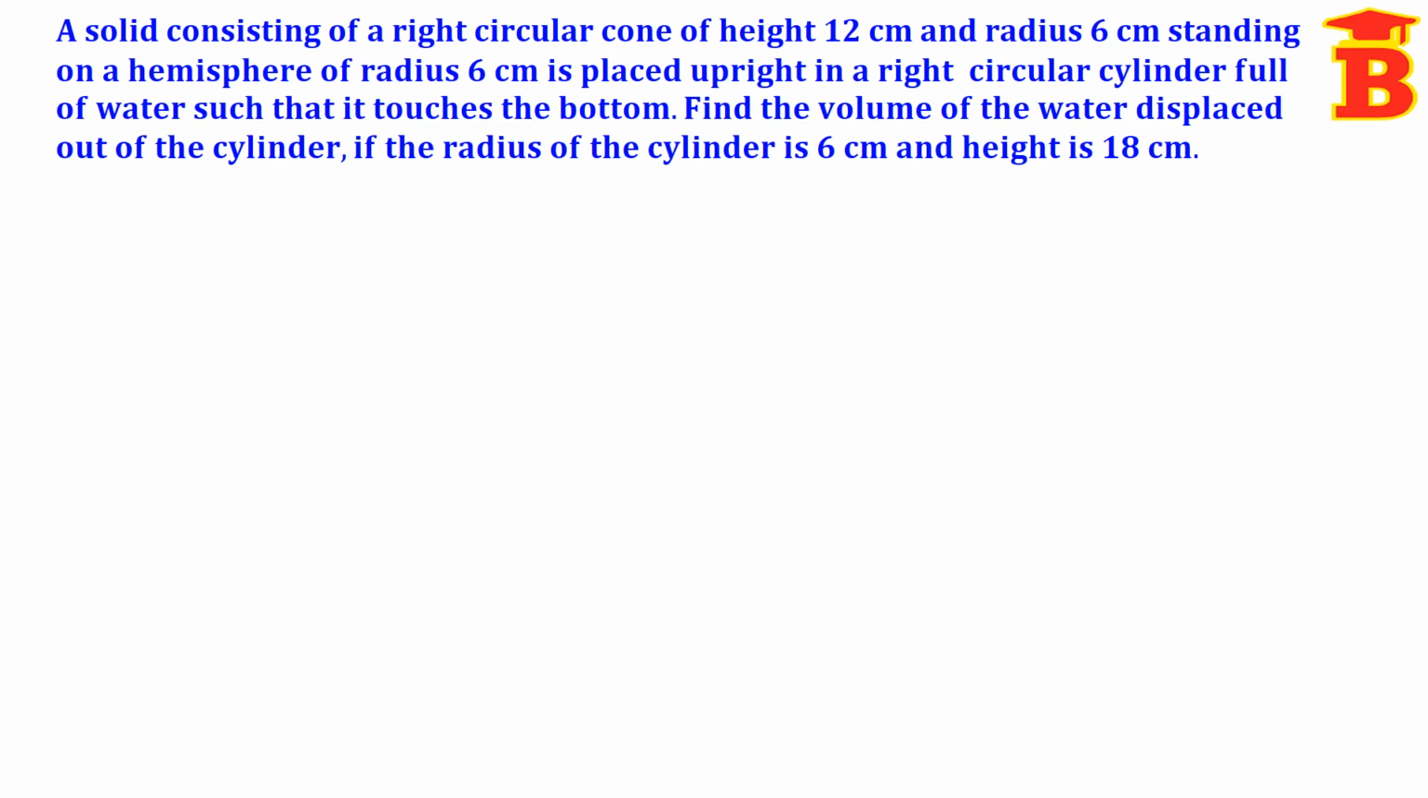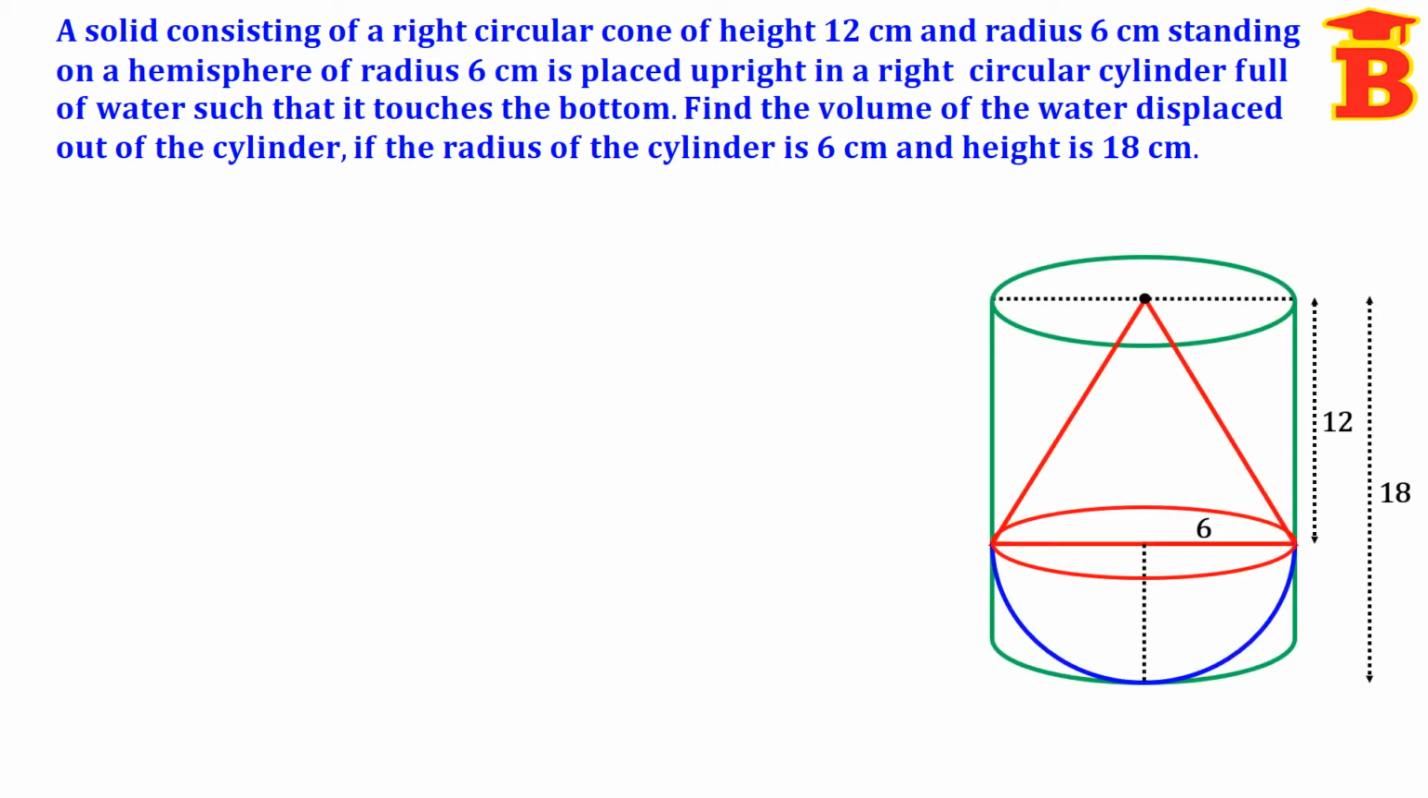Next problem. A solid consisting of a right circular cone of height 12 cm and radius 6 cm standing on a hemisphere of radius 6 cm is placed upright in a right circular cylinder full of water such that it touches the bottom. Find the volume of the water displaced out of the cylinder if the radius of the cylinder is 6 cm and height is 18 centimeter.